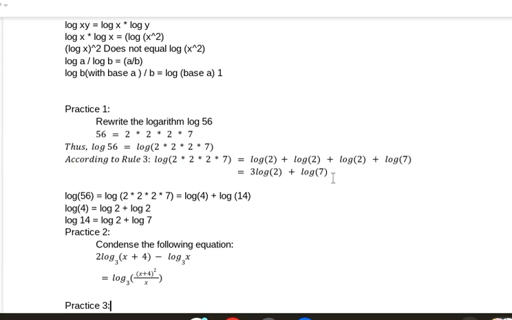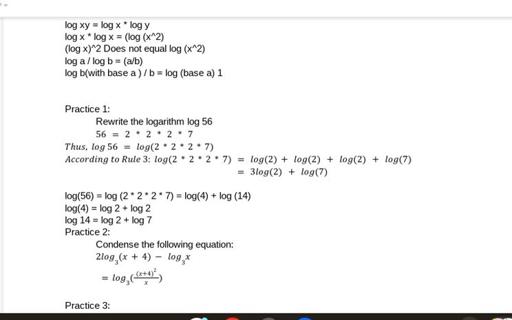Let's see the second practice problem. Condense the following equation. Basically, when you are doing the logarithmic problem, that type of problem is always going to be shown. So basically, you are required to condense the formula with a given x, which sometimes is going to be pretty difficult. So the first thing we are going to do is look at this equation, right?